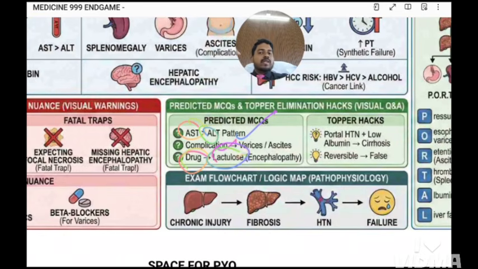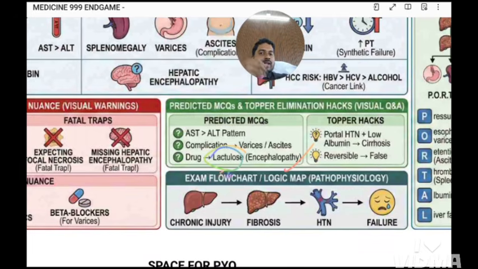Drug lactulose. Why lactulose is used in hepatic encephalopathy is because there are some toxins released in the gut which are not metabolized in the liver. Toxins should go to the liver, and the liver should detoxify them. If the liver doesn't detoxify, they will remain in the blood, go to the brain and cause some damage. That is called hepatic encephalopathy.